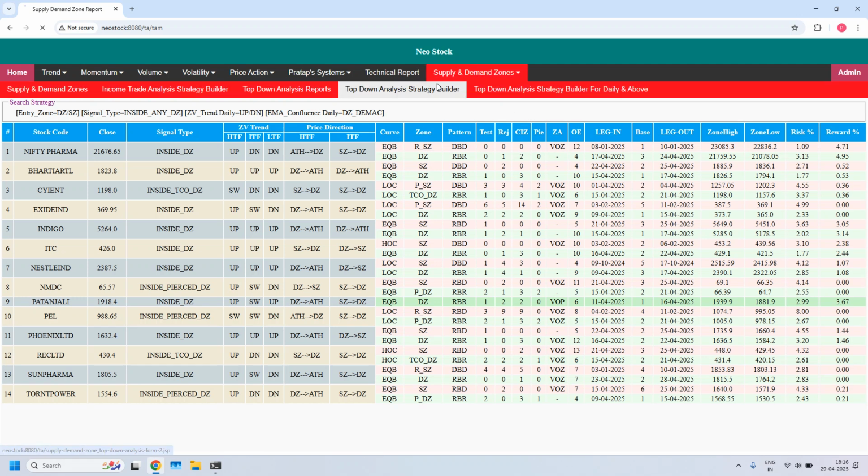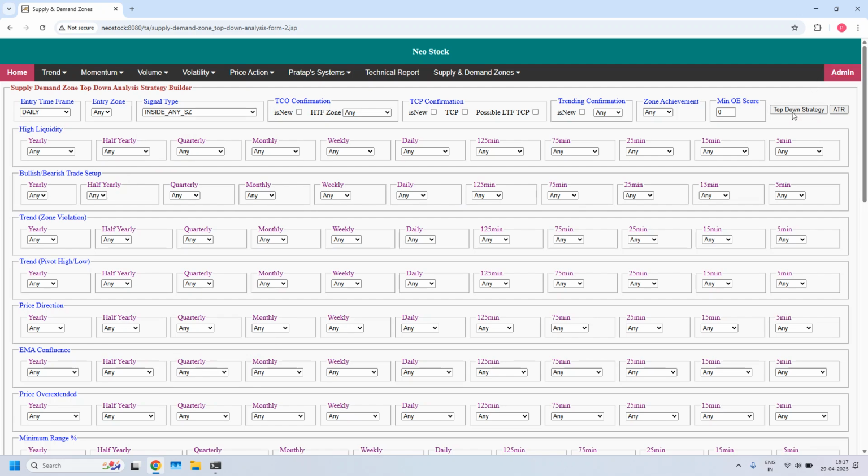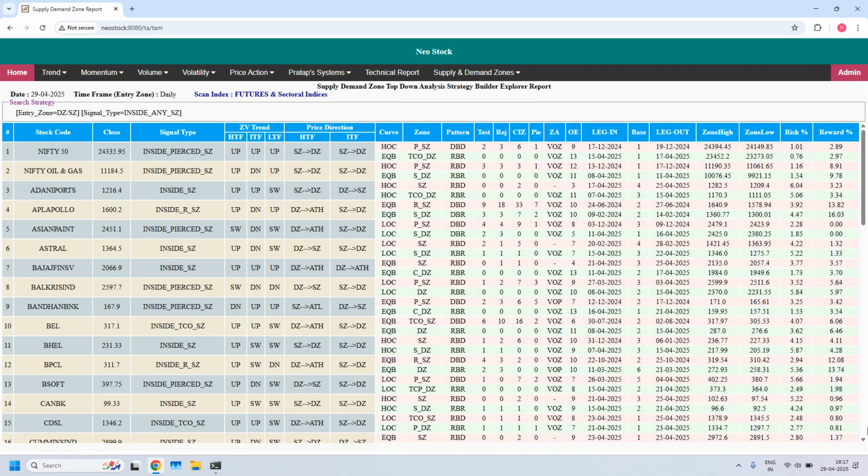Okay, next, for daily time frame, price closed inside the daily supply zone. First 15 stocks in the list. I'm scrolling the list down.